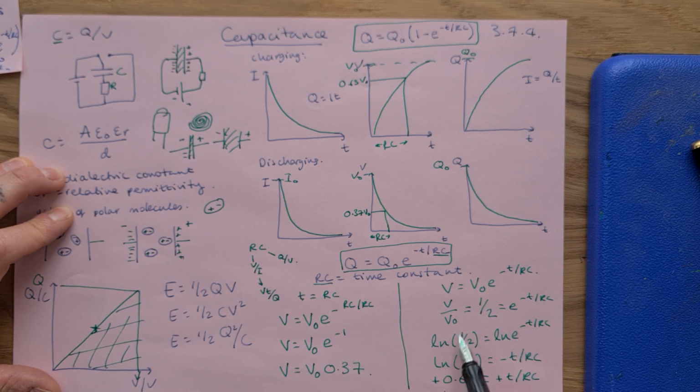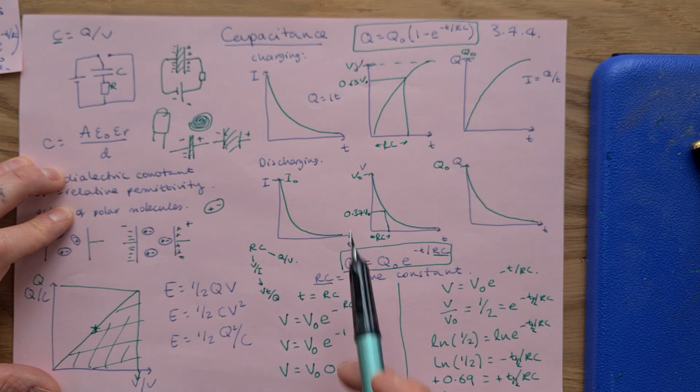Sorry, as soon as I did this, I should have said that this t is actually the time to halve, because it's not just a variable t. That's not any particular time. This is a specific time. It's the time that the potential difference has fallen to half its original value. So the time to half is going to be 0.69 times the resistance times the capacitance.